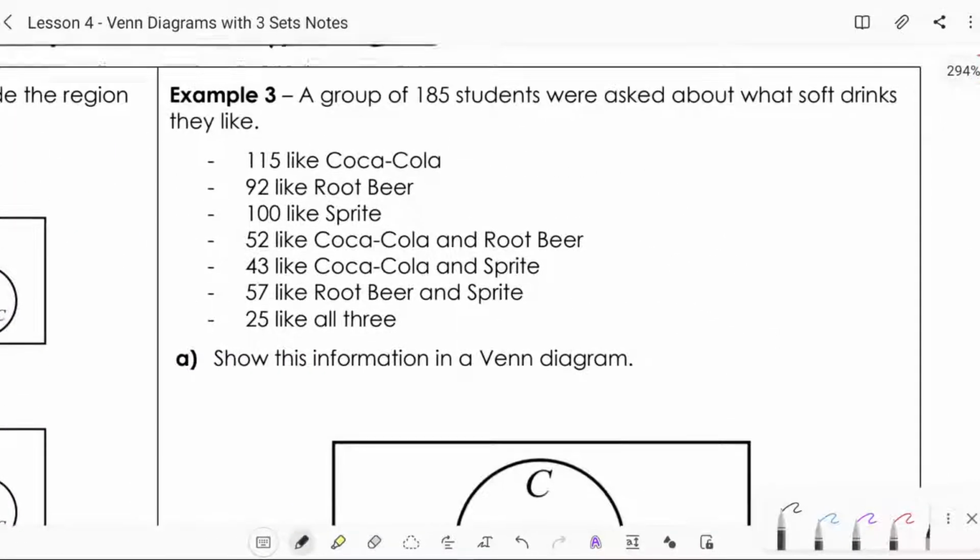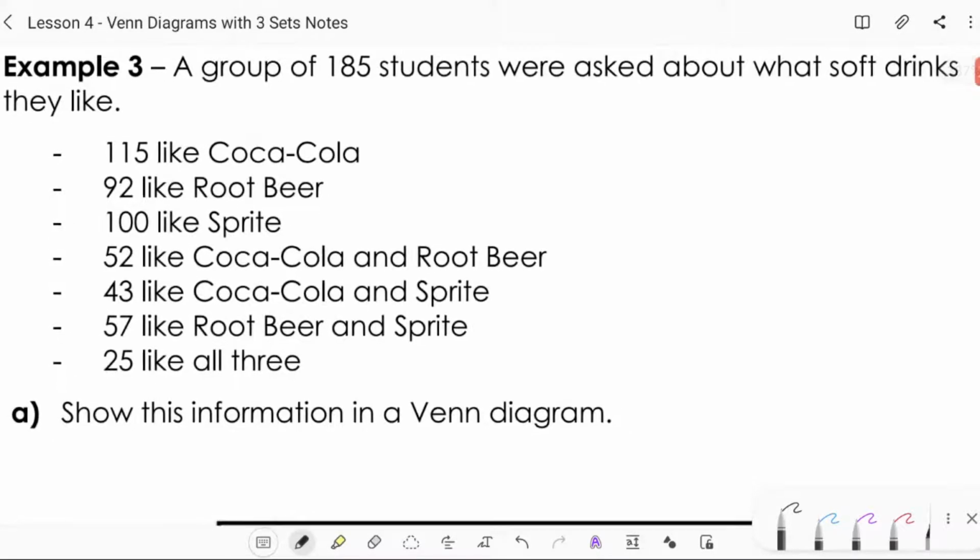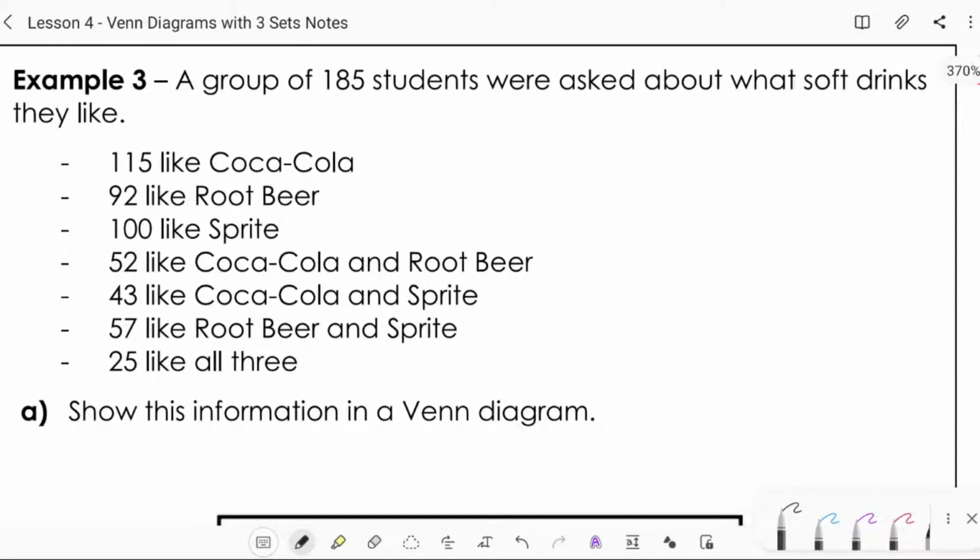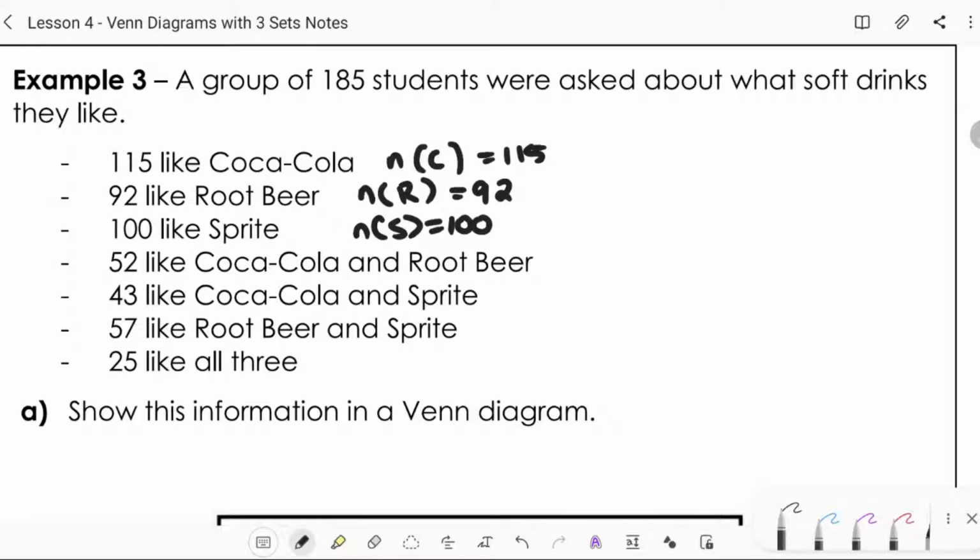All right, let's talk about soda, a personal favorite of Miss LaRoche. A group of 185 students were asked about what soft drinks they like. So 115 kids like Coca-Cola, 92 like root beer, 100 like Sprite. And that is the general set. So that means the number of students in Coca-Cola, or Coke, is 115. That's including any overlap, right? That's not exclusive. The number of students who like root beer is a total of 92. And the number of students who like Sprite is a total of 100.